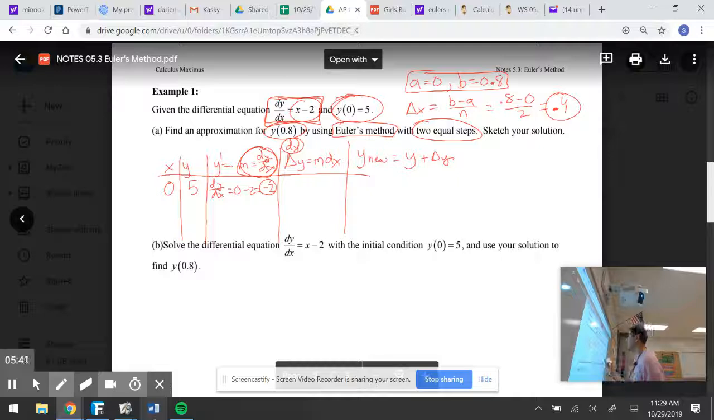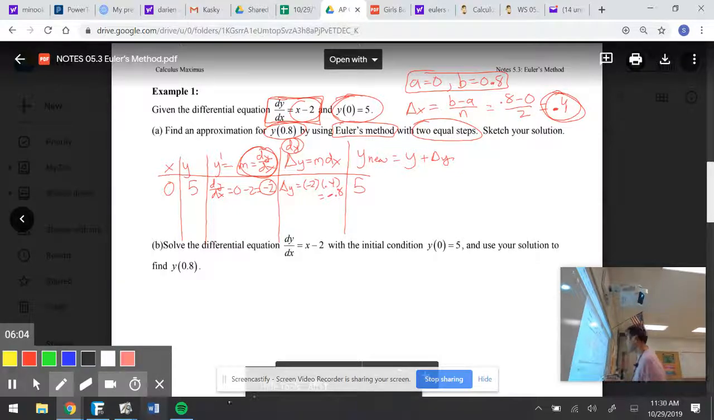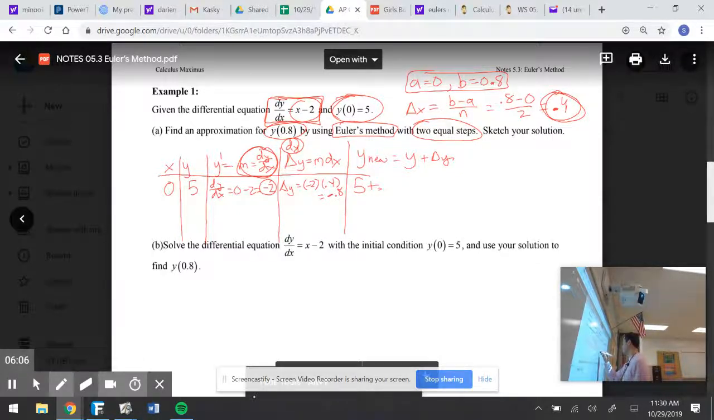Next, I find my delta y. The way I find delta y, or dy, is your slope, which is negative 2, times my change in x. And my change in x, I have right there, which is 0.4. Do a little multiplication, I get negative 0.8. And then last, I want my new y. How do I find my new y? I use my original y, which was 5, and I add a negative 0.8 to it, and I get 4.2.